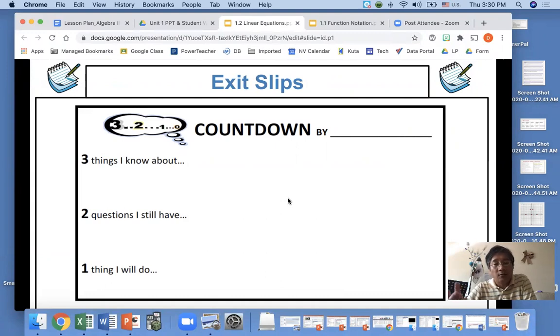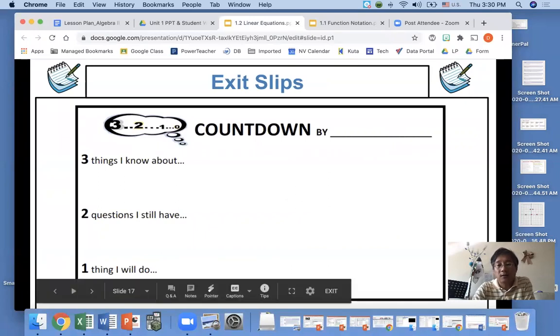And so take pictures of your do now, your class lesson note, and the 8 problems I gave you, and last of all, the exit ticket. Take pictures of all of them and turn them in the Google Classroom. Okay, so I will stop here.